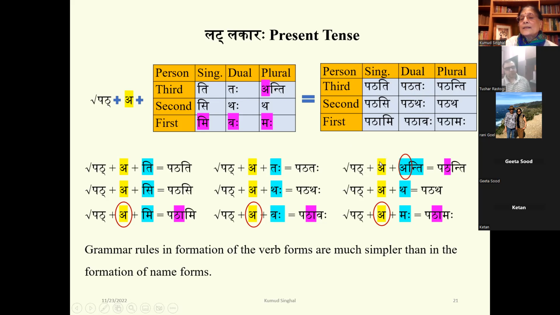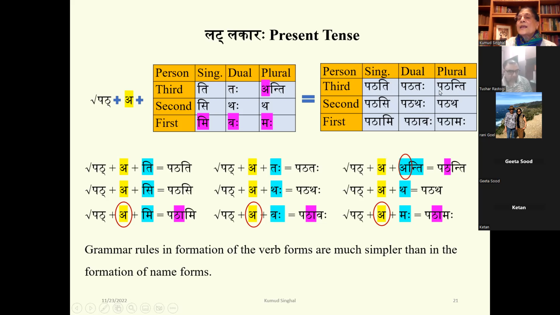So path plus a plus anti. Now, if you do this, path plus a plus anti, what will happen? Here you see a and a, so there should be a vowel sandhi. So this should have become a single long a, so it should be pathaanti. So here a grammar rule comes into play. And the grammar rule says that we drop this a. So instead of pathaanti, it is only pathanti. So there are only two grammar rules in this formation. So path plus a plus anti is pathanti.